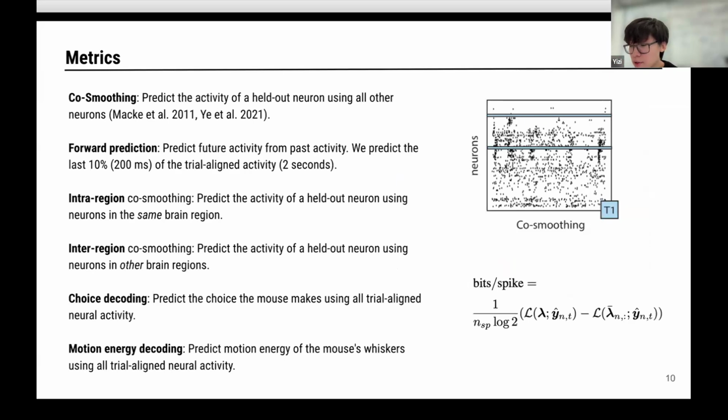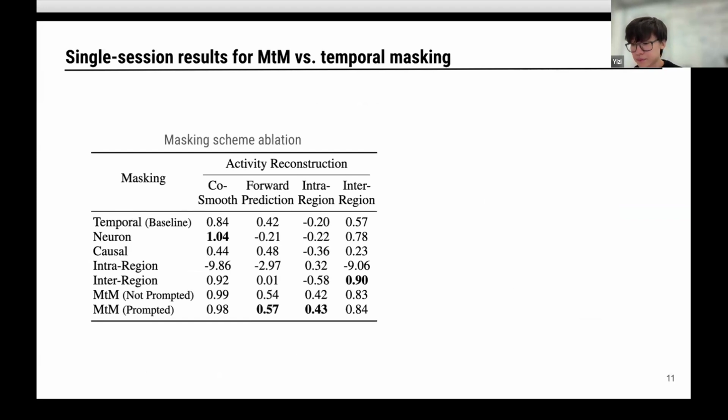To evaluate how well a neural population model generalizes to different downstream tasks, we designed a number of unsupervised and supervised tasks. The unsupervised tasks include co-smoothing, forward prediction, inter-region, and intra-region co-smoothing, which roughly correspond to the proposed masking schemes. And we use bits per spike as a metric to evaluate the prediction quality for each neuron. The supervised tasks include choice decoding and whisker motion energy decoding. Choice is a binary variable, so we use accuracy as a metric, while motion energy is a continuous value, so we use R² as its metric.